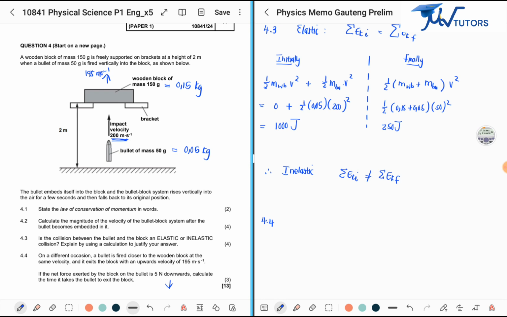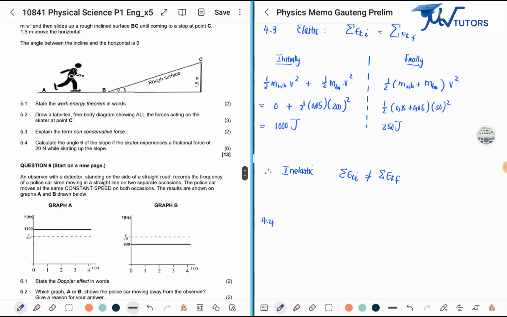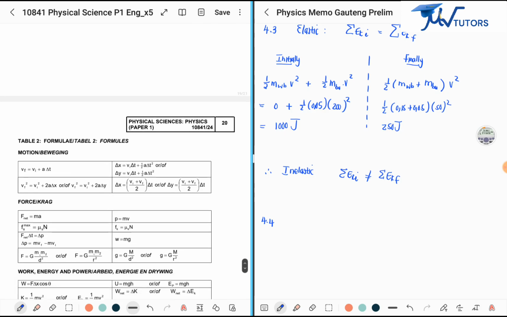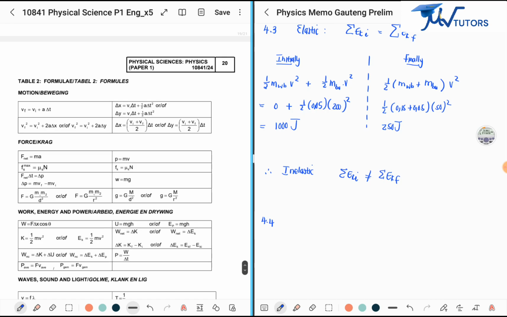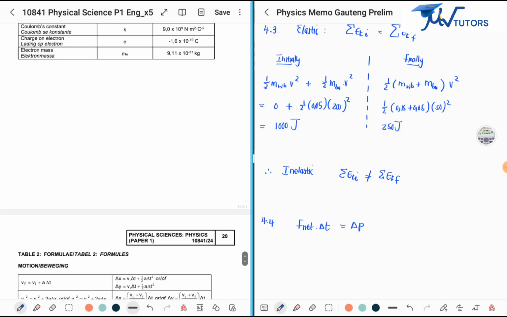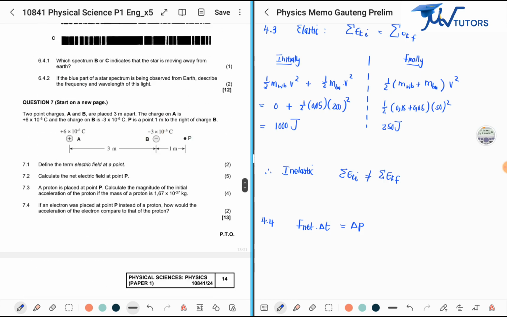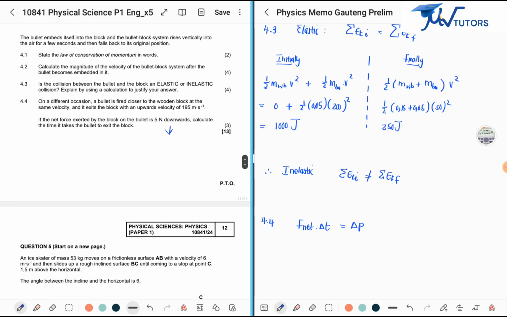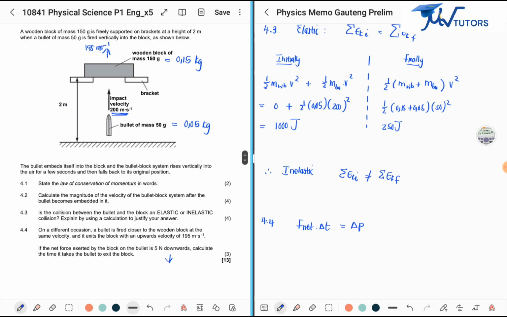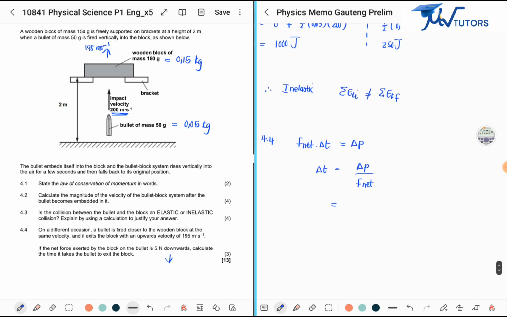Alright, so you're going to use your equation that has to deal with the net force, time and change in momentum. Let's just have a look. So basically, net force times delta T is equal to delta P. And what are we looking for? We're looking for the time, right? Calculate the time it takes for the bullet to exit the block. So delta T would be equal to delta P over the net force. Now what is delta P? Basically, P final minus P initial.